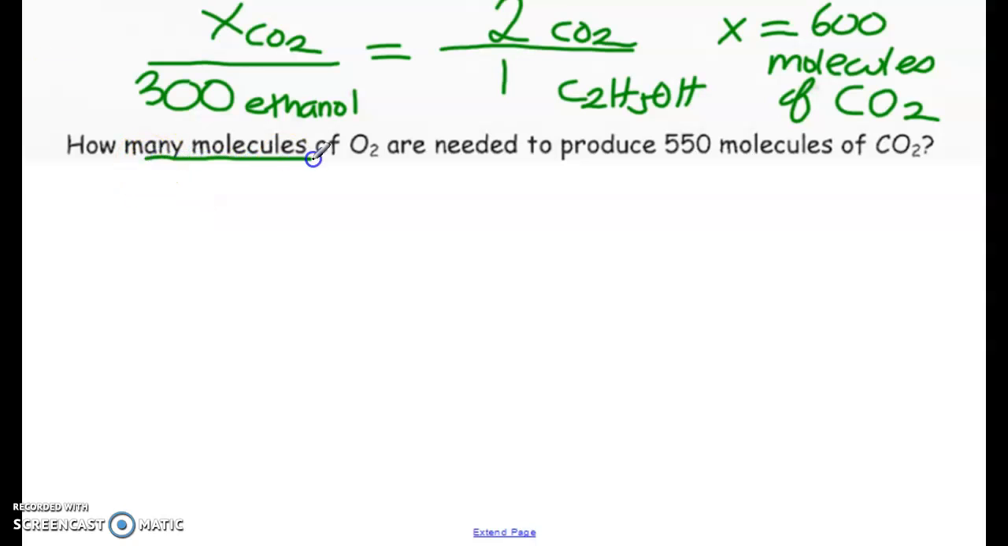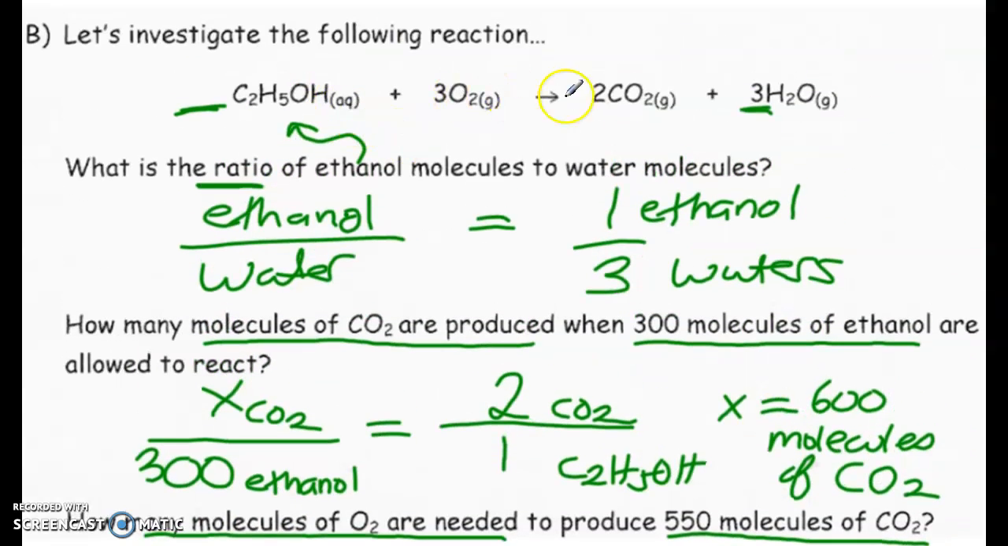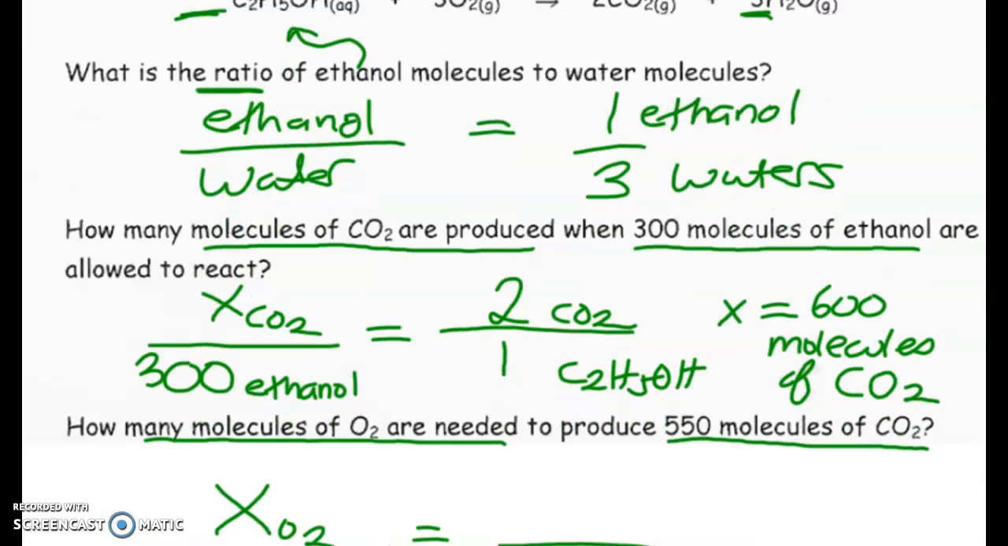So here we have our next one. How many molecules of O2 are needed to produce 550 molecules of CO2? So we're looking at oxygen now, and we have 550 molecules of CO2. Notice you can be given information about anything here. As long as it's something in the balanced chemical equation, you can have a whole bunch of different ratios. I can do ethanol to oxygen, oxygen to water, water to carbon dioxide. It does not matter what you have here, as long as it's in the same balanced equation.